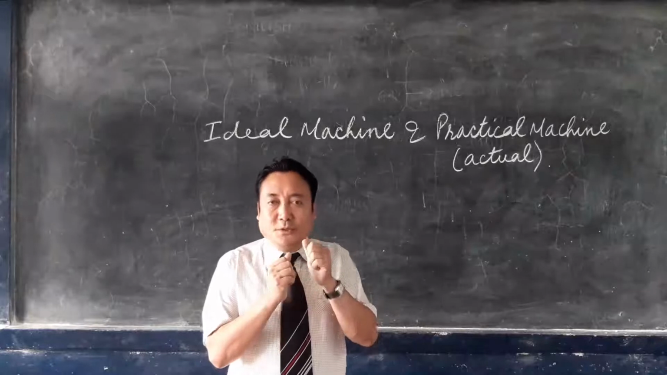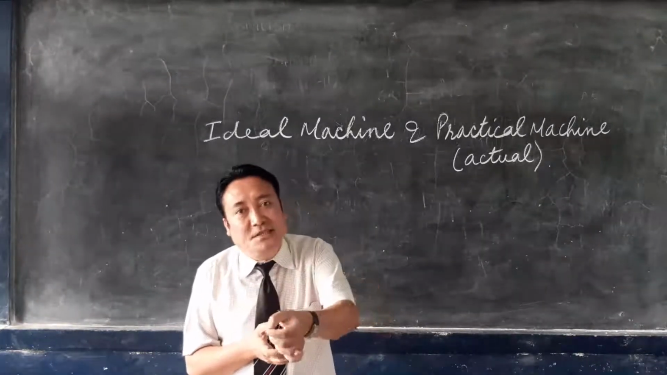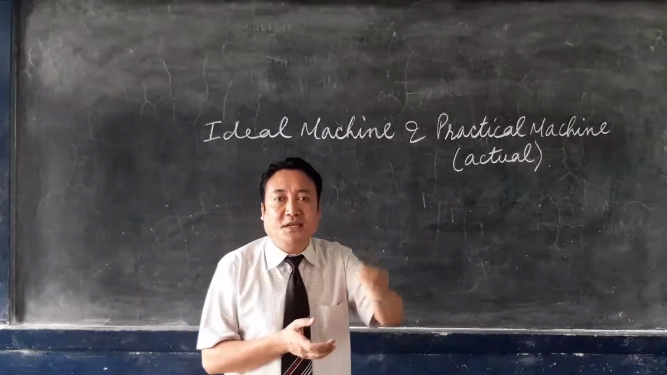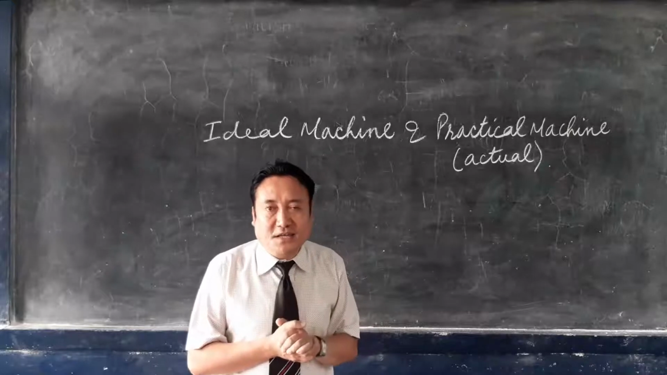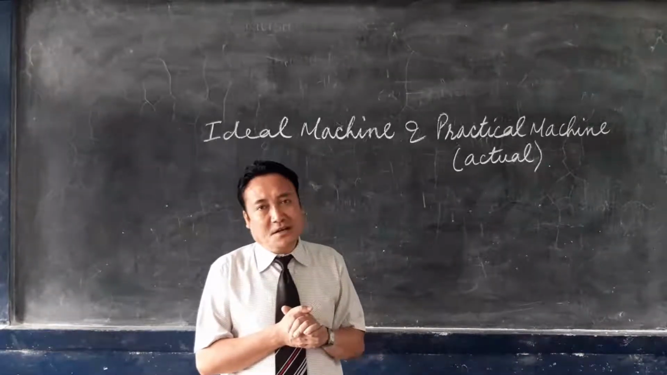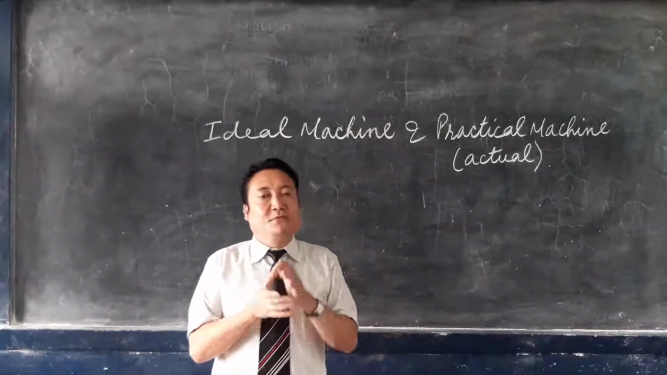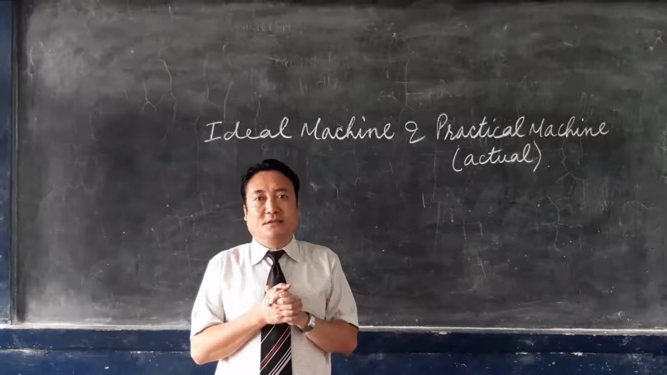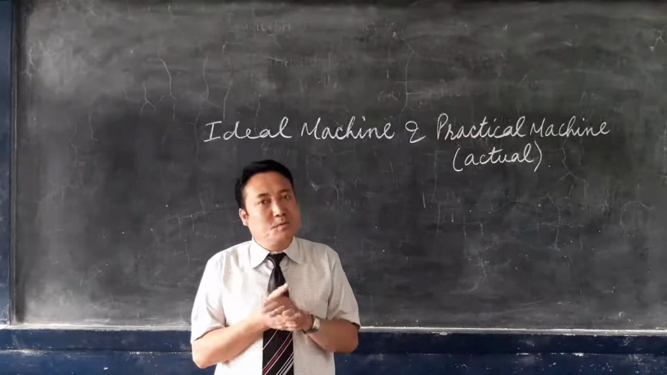Okay, and due to that friction, there is a loss of energy. This loss of energy is in the form of heat and sound. We call this loss of energy dissipated. The energy is dissipated in the form of heat and sound. The same example I will give you, a vehicle. If you ride a vehicle, the vehicle gets heated up, you know that. And the sound is also produced there.